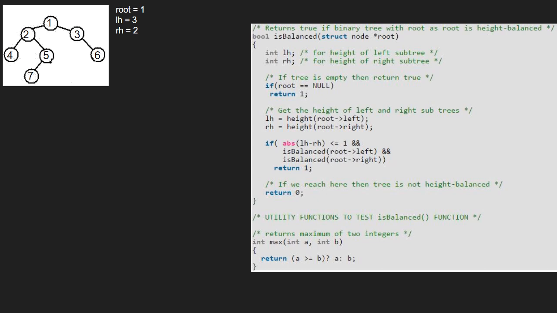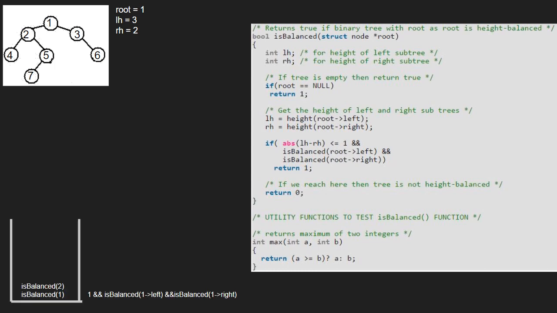Now we check if the absolute value of LH minus RH is less than or equal to 1. Since 3 minus 2 is equal to 1, we now pass the left child of root recursively using a call stack. Next, root will point to the left child of 1 which is 2. We compute the heights of left and right subtrees of node 2. The left height of 2 will be 1 and the right height of 2 will be 2. We check if the absolute value of LH minus RH is less than or equal to 1. Since it is true, we pass the left child of 2 which is 4. So, root will now point to 4.